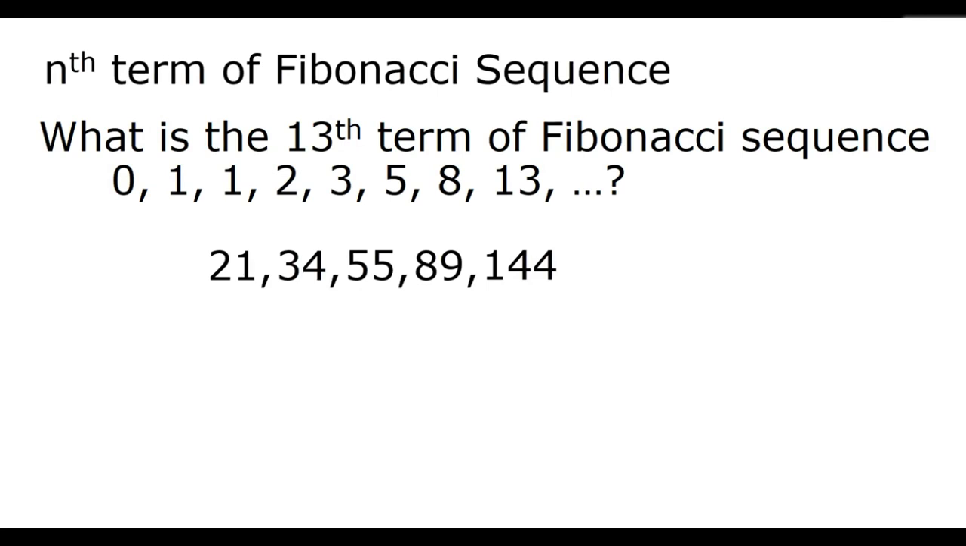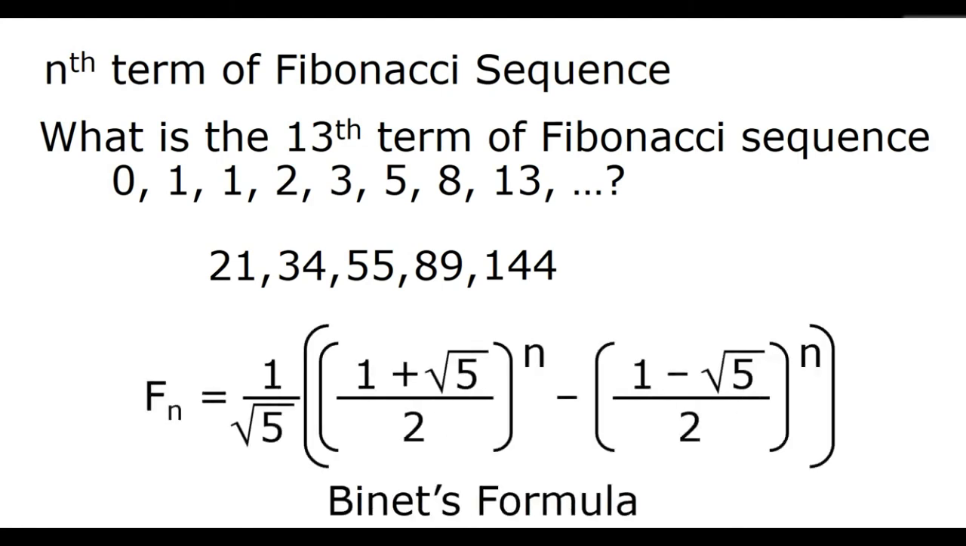Another way to solve for the nth term of the Fibonacci sequence is by using a formula. Since the Fibonacci sequence is strongly related to the golden ratio, we can use Binet's formula. If we are looking for the 30th term, we can substitute 30 for the n in this formula and simplify.